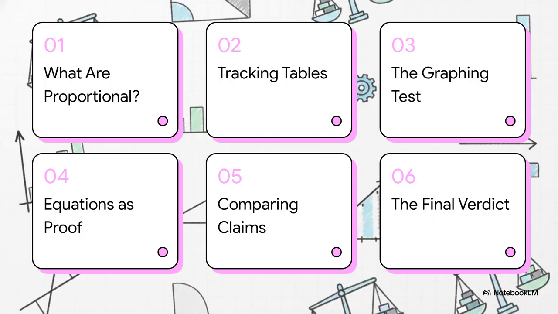Here's our roadmap for today. First up, 1. What are proportional relationships? Then, 2. Tracking tables for evidence. 3. The graphing test. 4. Equations as hard proof. 5. Comparing competing claims. And finally, number 6, the final verdict.